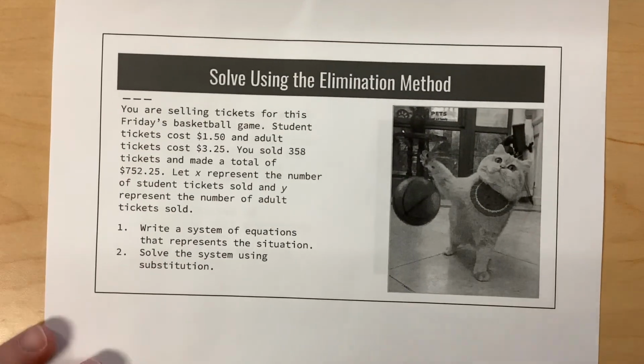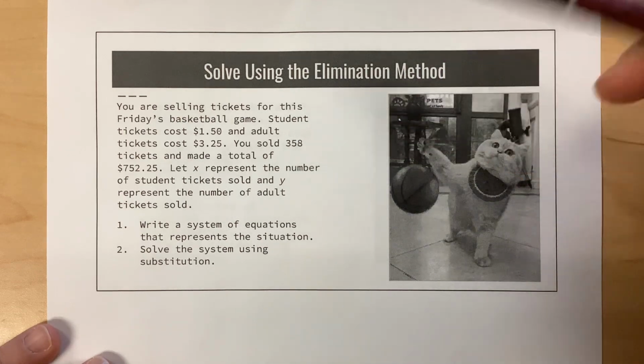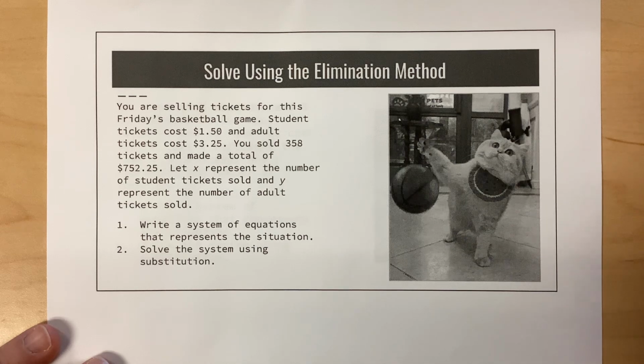Alright, first problem. You are selling tickets to this Friday's basketball game. Student tickets cost $1.50 and adult tickets cost $3.25. You sold 358 tickets and made a total of $752.25. Let X represent the number of student tickets sold and Y represent the number of adult tickets sold.